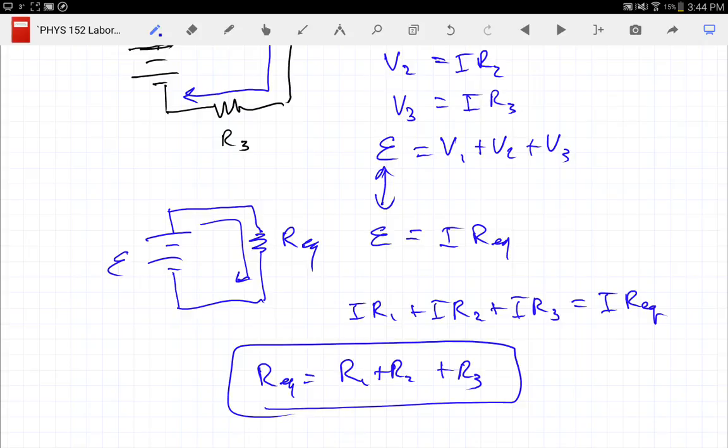Now if I have two 10 ohm resistors and I put them together in series, how big is that going to be? 20 ohms. Resistors in series always add to something bigger. Resistors in parallel, always something small.